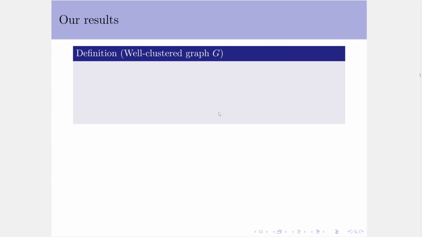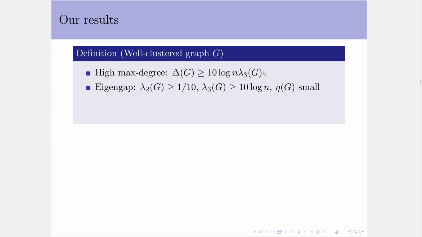Okay, now we can move on to describe our main results. First, we define what we mean by a well-clustered graph. In our case, the input graphs we assume all have high maximum degree, in particular the maximum degree is at least 10 log n times lambda 3. Usually this is a very loose requirement because delta is at least lambda n over 2, and usually social networks have nodes which have very high degree, which are also called supernodes.